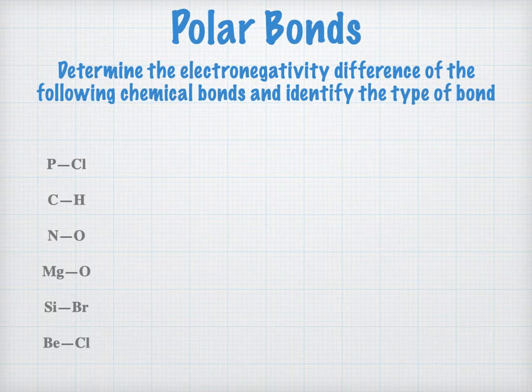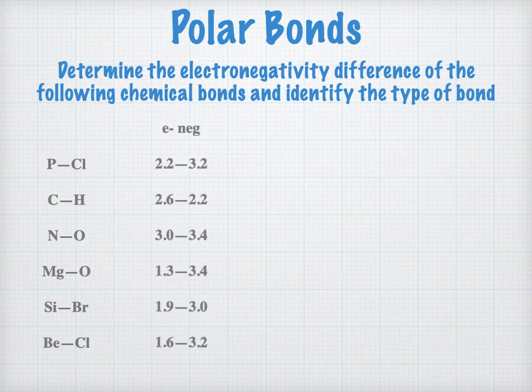Pause the video, see if you can sort this out. Okay, hopefully you took some time to do that. If you didn't, pause the video and do it. You really need to practice this, make sure you can find this information. If we want to look at the electronegativities of these elements, you didn't necessarily have to write this down. If you just subtracted them, that'll be in the next column here in a second.